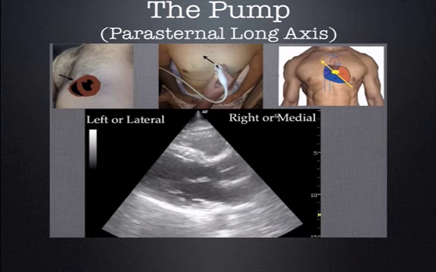The probe indicator is going to be pointing towards the patient's right shoulder with the probe indicator on the screen going towards the right-hand side of the screen. This would be the standard cardiac orientation. Usually your machine will default to cardiac orientation when you select the phased array probe.